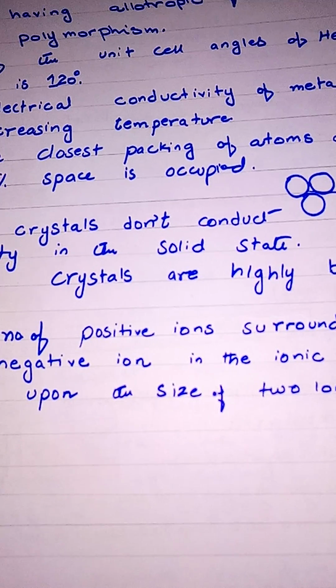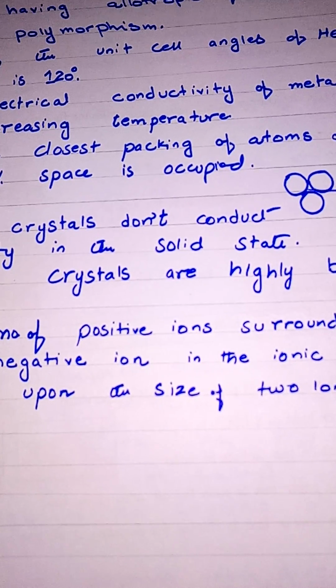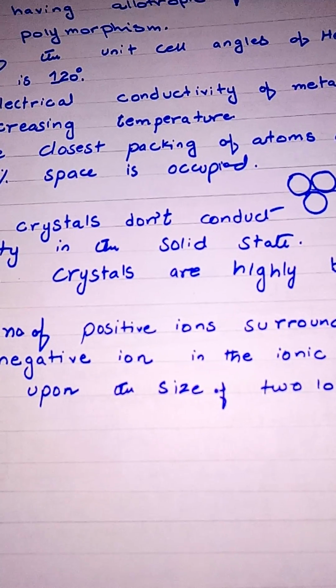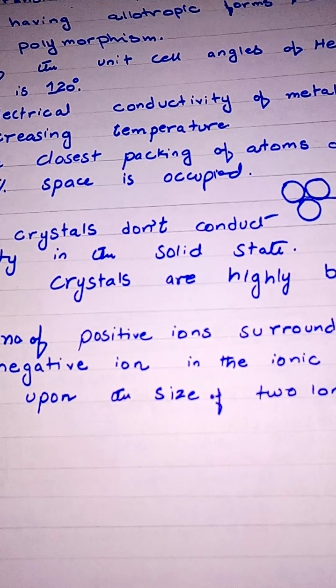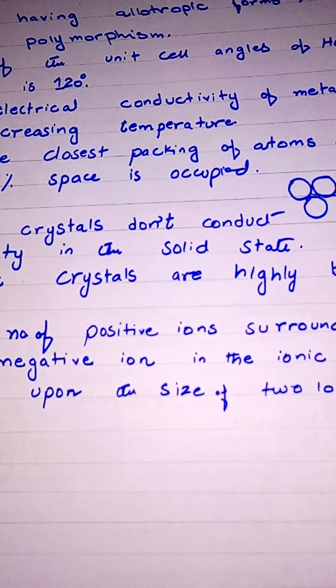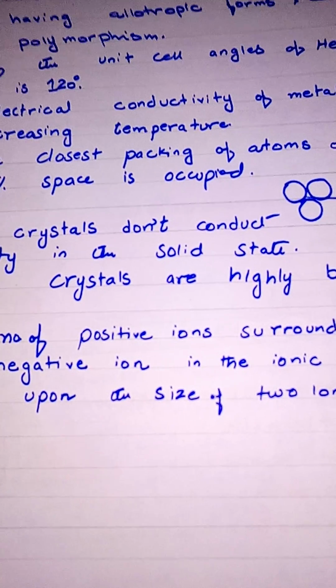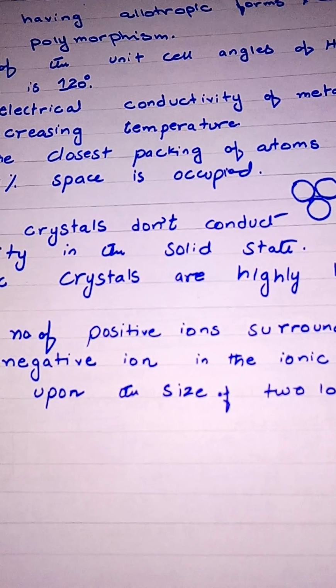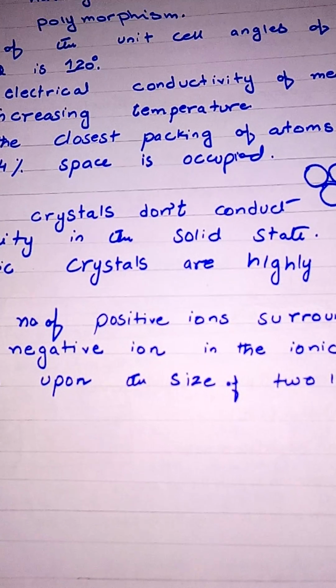When force is applied on crystals, the layer of positive ions and the layer of negative ions slide over each other, and similar ion layers come in front of each other, due to which they show repulsion, and as a result of this repulsion the crystal is broken and shows brittleness.